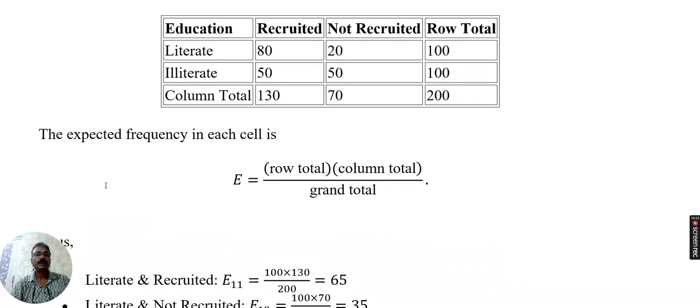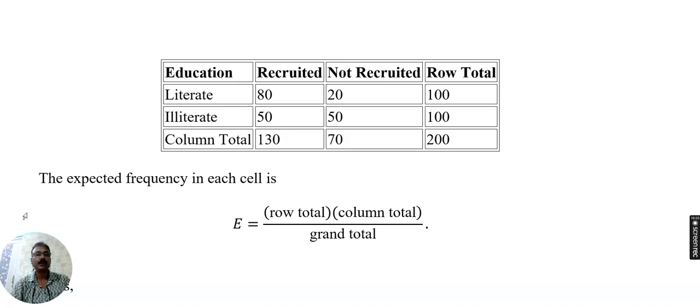Then for calculating expected frequency, what I told is that this is the observed frequency, and we have to calculate the expected frequency. How can we calculate? Step 1, take the sum of the row sums. First row 80 plus 20, 100, 50 plus 50, 100. Then column sum 80 plus 50, 130, 20 plus 50, 70. So you need to calculate the row sum and column sum, and this is the sum of all, the total sum or grand sum: 100 plus 100, 200, and 130 plus 70, 200.